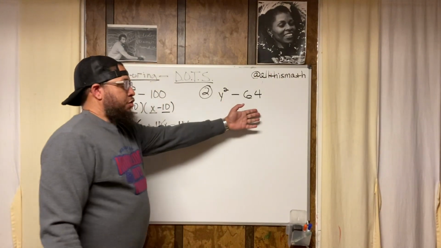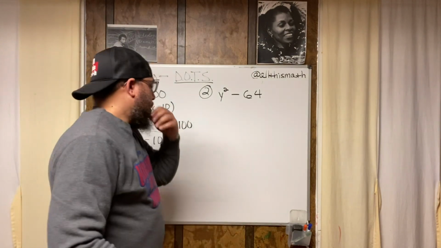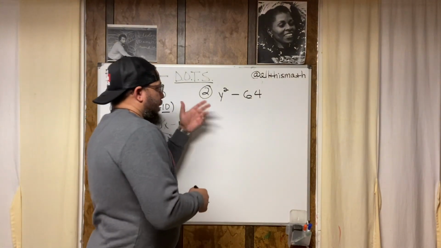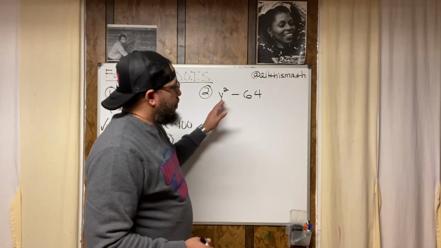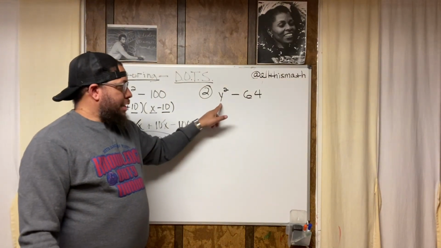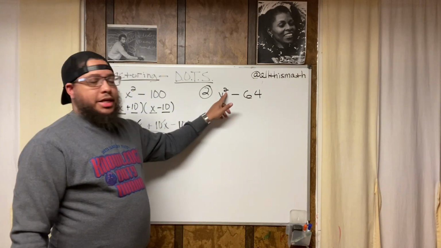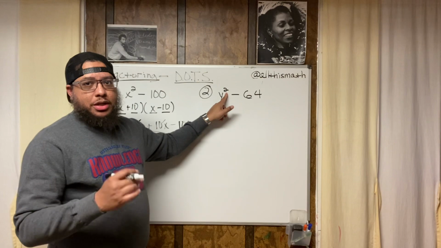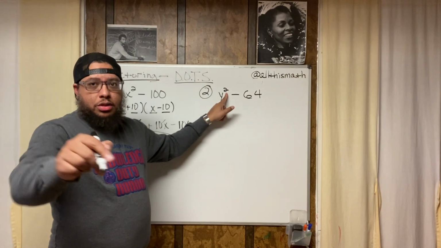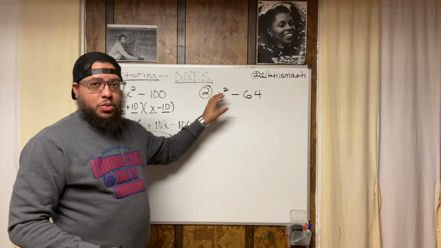y squared minus 64. I'm going to go through this one quicker because I already broke it down step by step, how to do it and the rationale behind it. So I'm looking at this and I say, okay, it's a binomial. I see a minus sign in between. That's a perfect square. How do I know it's a perfect square? Because my exponent is an even number. Whenever your exponent is an even number, write that down in your notes, that term is a perfect square.